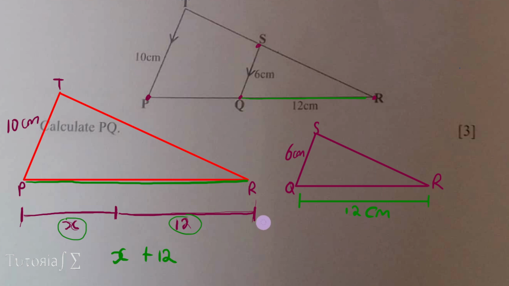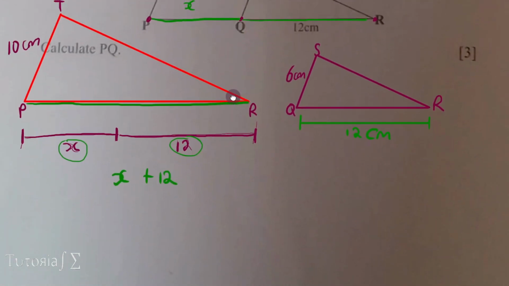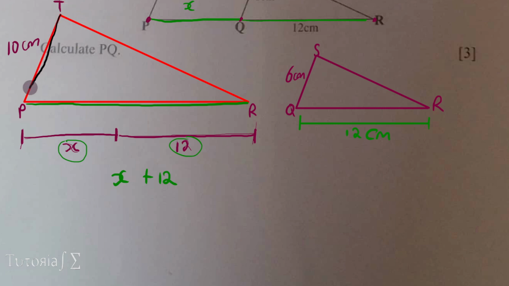Okay, now what we just need to do is find the value of X here. And how we're going to do that is by similarity and congruence. We also know that this is also the value of X right here. So what we just do is equate sides that are similar. So this side is similar to this side, so we'll just say PT is similar to QS.